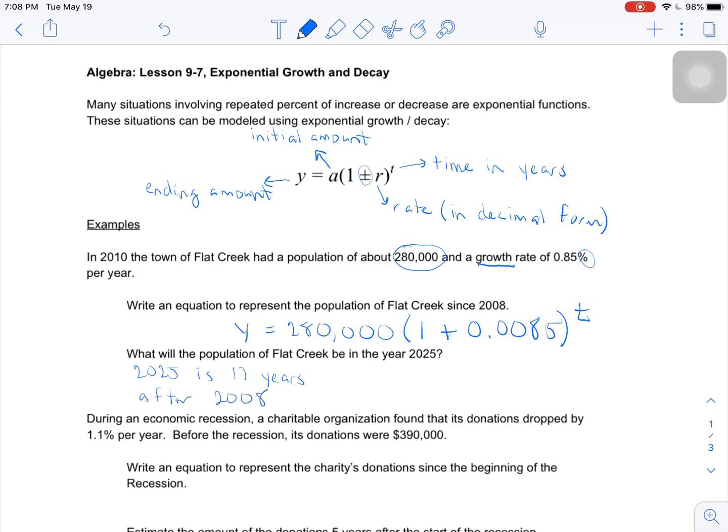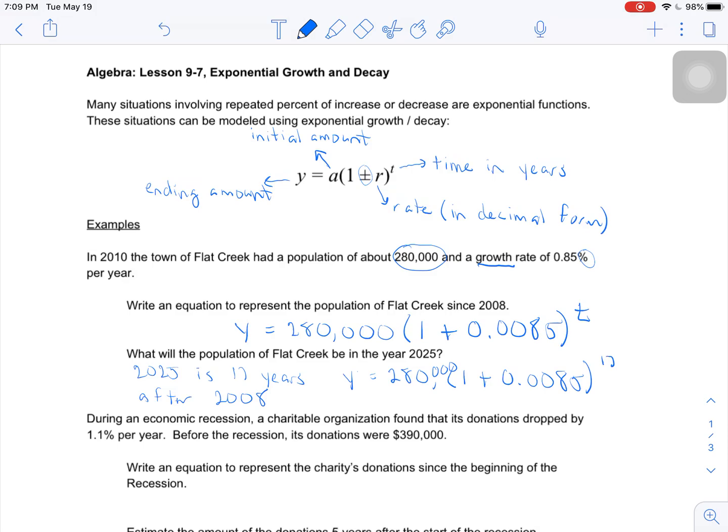So that means that the population is going to grow 0.85% 17 times. So we're going to multiply by that 1.0085 over and over again, 17 times, which is where the exponential comes from. So if we wanted to get that answer, we could drop the time in since we know it's 17 years. So to get the answer, we would do 280,000 times 1 plus 0.0085, to the power of 17. Oops, I forgot the zeros there.